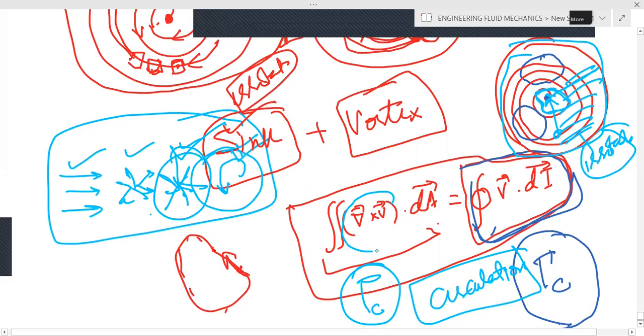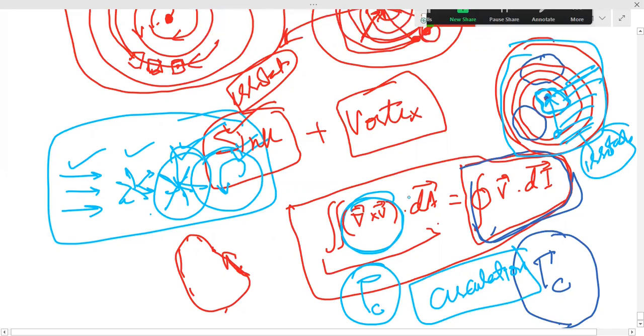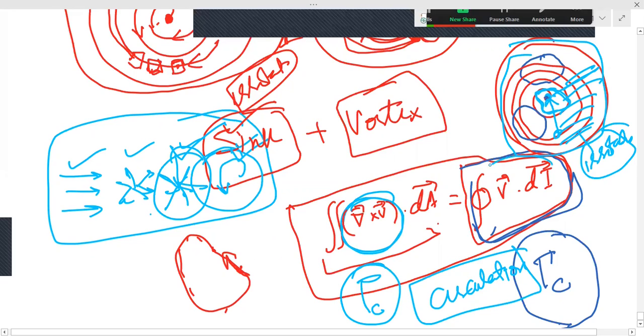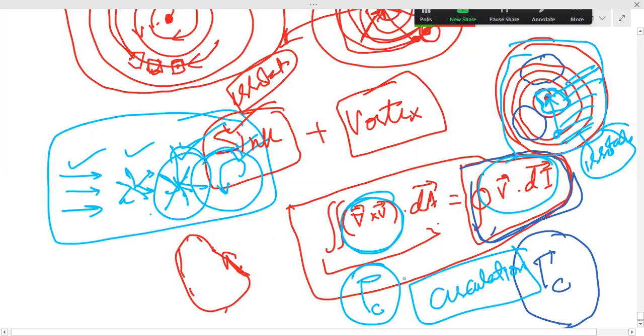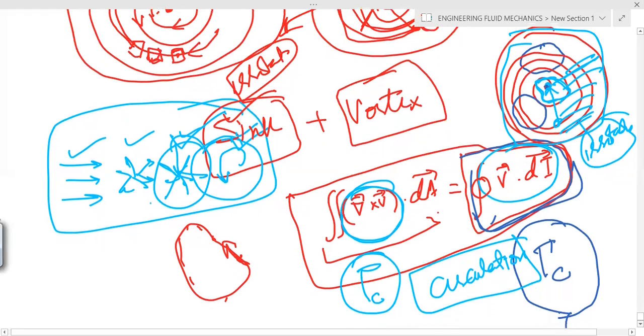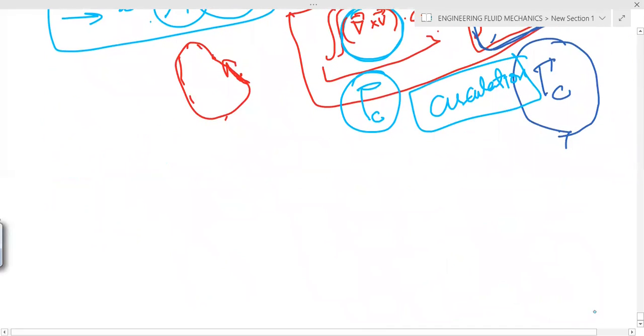एक तो आप मैग्नीट्यूड ऐसे पता लगा सकते हो, और एक ऐसे पता लगा सकते हो। Both are different ways to find out the magnitude of the vorticity. Any clear है? Any doubts?